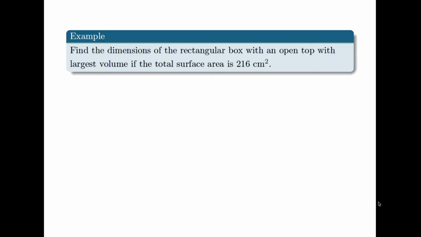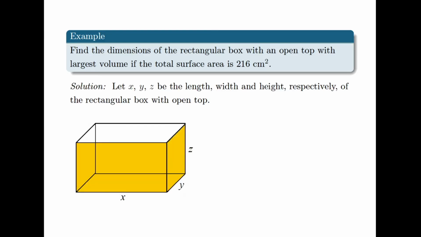Now let's try another example, this time with a more real-life application. Find the dimensions of a rectangular box with an open top with the largest volume if the total surface area is 216 centimeters squared. To illustrate, let x, y, and z be the length, width, and height respectively of the rectangular box with an open top.